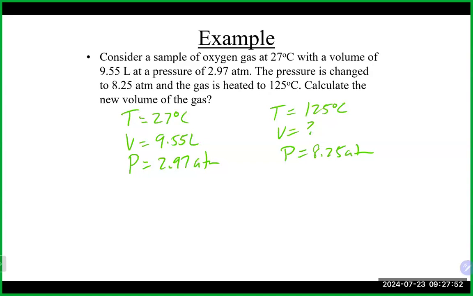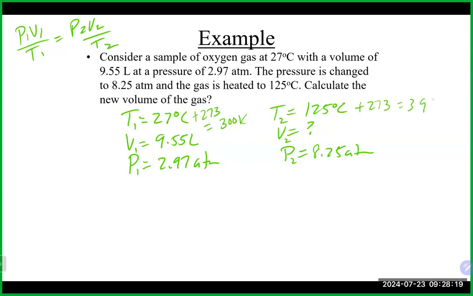So just by pulling out the information, it really should point you in the direction of the combined gas law, as it has all three variables involved. These guys will all be our ones. These guys will be our twos. And again, it really doesn't matter which ones or twos, as long as you keep the information together. We're going to add 273 to get our temperatures into Kelvin. So 300 Kelvin and 398 Kelvin. In terms of other units, we're okay as our pressures are both in atmospheres. Obviously, if one was atmospheres and one was millimeters of mercury, you would need to do a conversion.